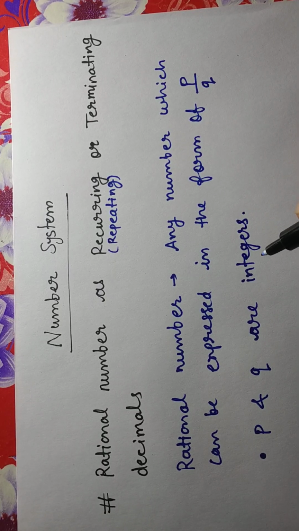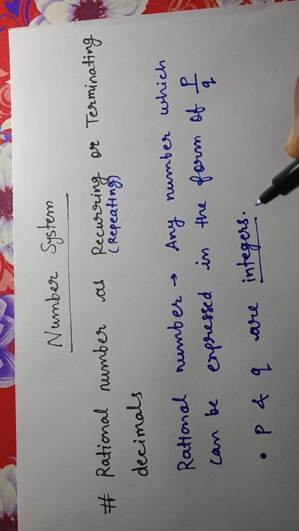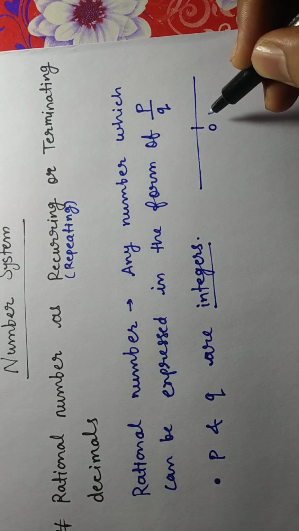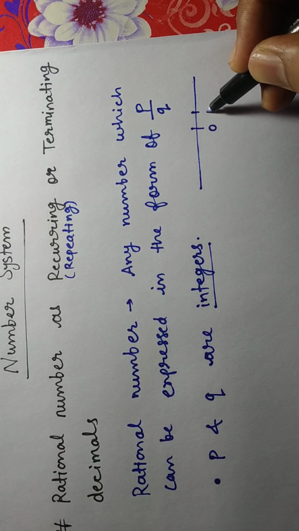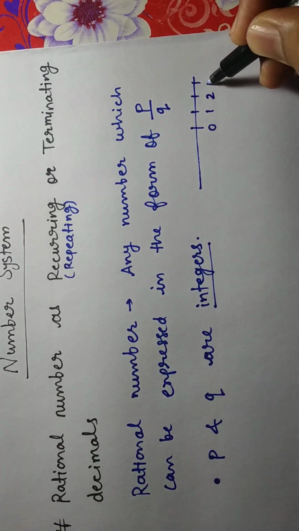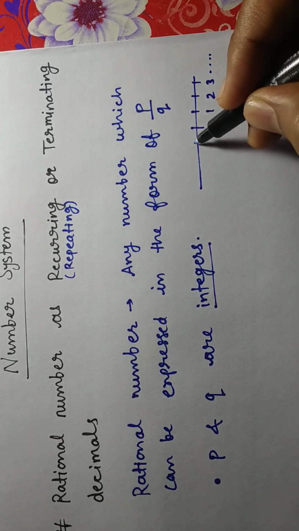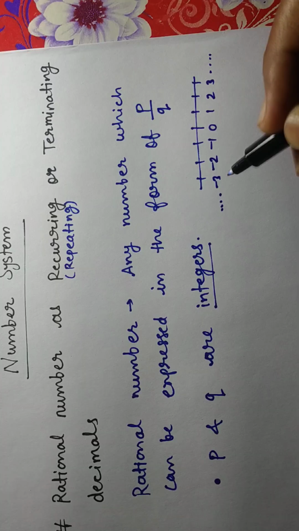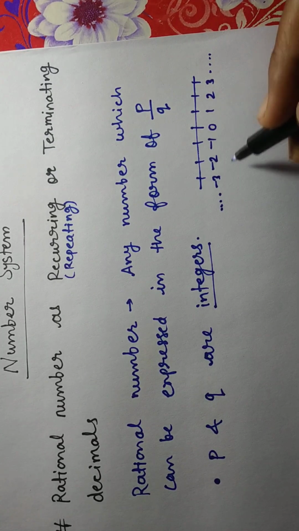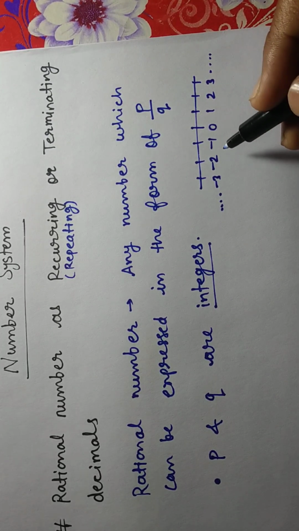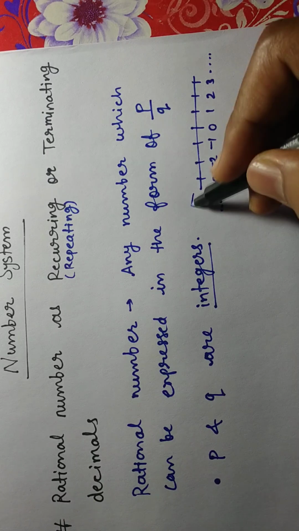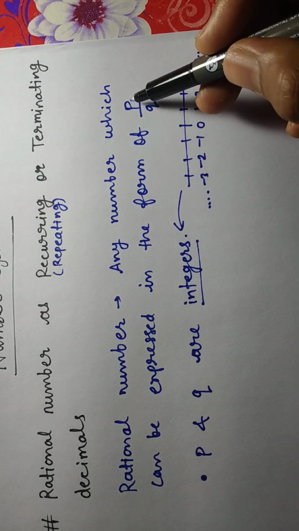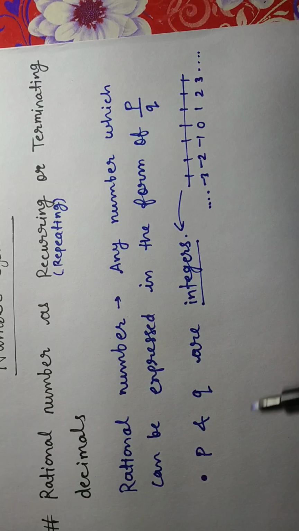What are they? They are integers, and you know what is integers. Suppose this is a number line where this is in center 0. Here 1, positive 1, positive 2, positive 3, and it goes on. Here negative 1, negative 2, negative 3, and it also goes on. So all these numbers which are represented on number line are called integers, right? So here in the rational form, P and Q are integers.